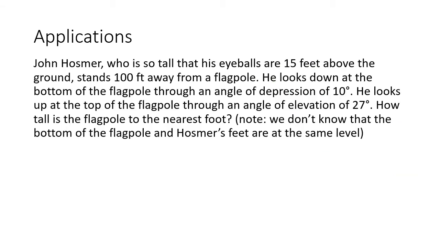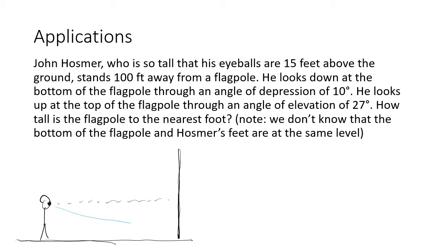All right, let's draw a picture of this one. We have this guy, John Hosmer, and he's pretty tall apparently. So here's a flagpole, and the ground is here, and his eyes are 15 feet above the ground. He looks down at the bottom of the flagpole through an angle of depression of 10 degrees. This is 10 degrees. He looks up to the top of the flagpole through an angle of elevation of 27 degrees. So this here is 27 degrees. And he's 100 feet away from the flagpole. We want to know how tall this flagpole is.